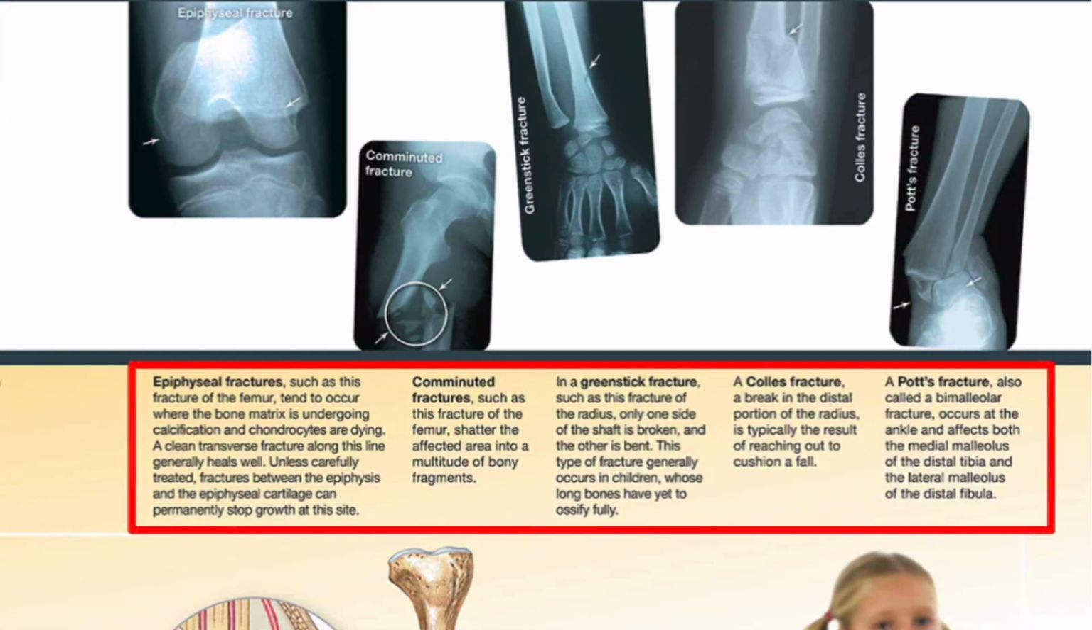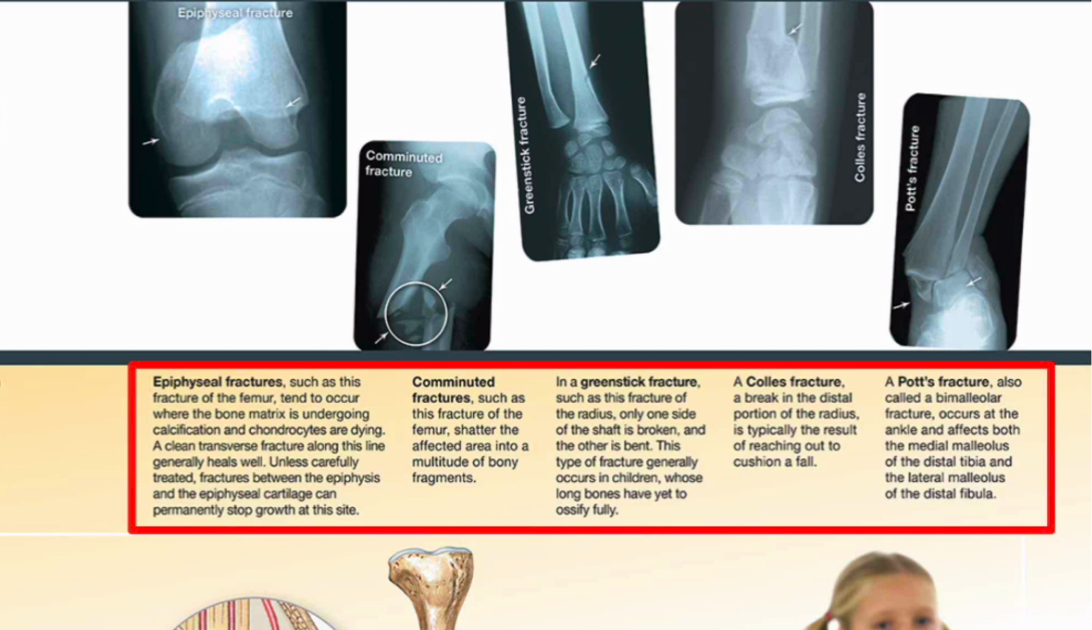Epiphyseal fractures, such as this fracture of the femur, tend to occur where the bone matrix is undergoing calcification and chondrocytes are dying. A clean transverse fracture along this line generally heals well. Unless carefully treated, fractures between the epiphyses and the epiphyseal cartilage can permanently stop growth at this site. Comminuted fractures, such as this fracture of the femur, shatter the affected area into a multitude of bony fragments.